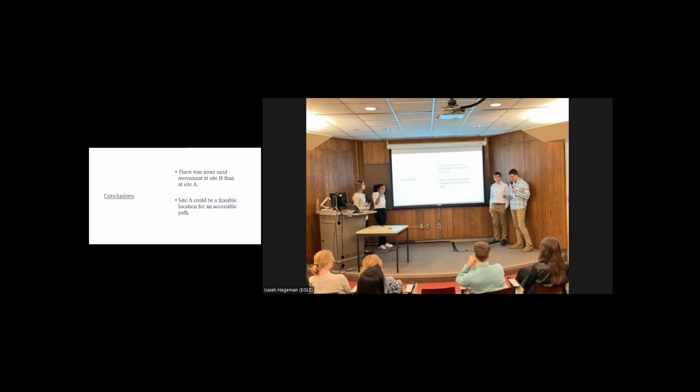Our study found that at P.J. Hoffmaster State Park, there was more sand movement at Site B near the Visitor Center than at Site A by our day use path. So we conclude that due to less activity at Site A than B, it would be a feasible location at Site A for an accessible path.